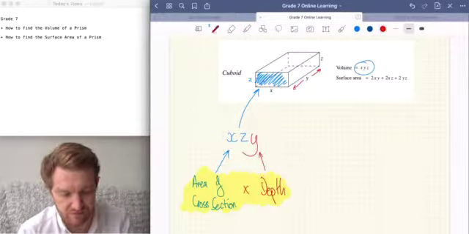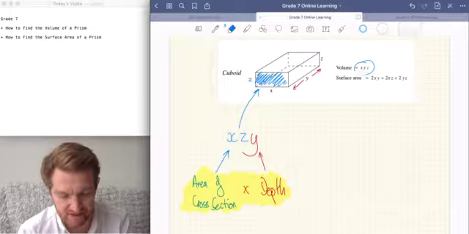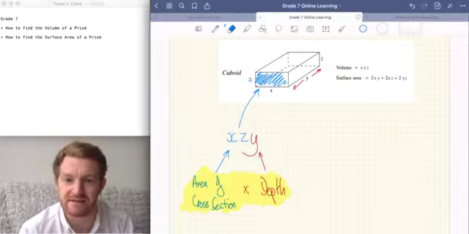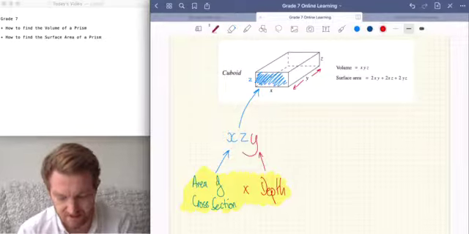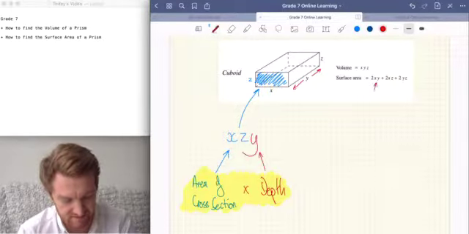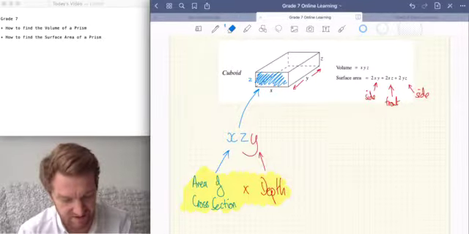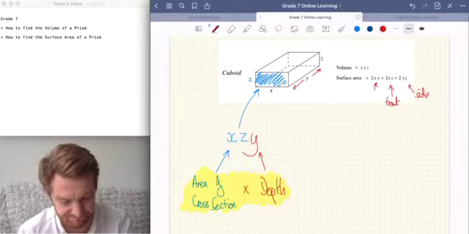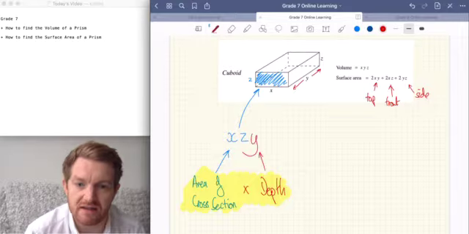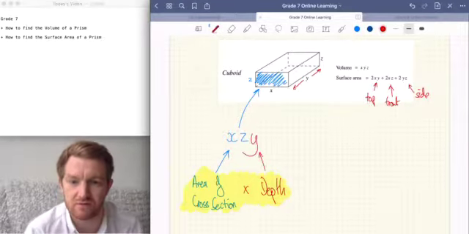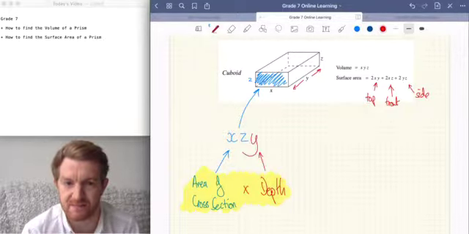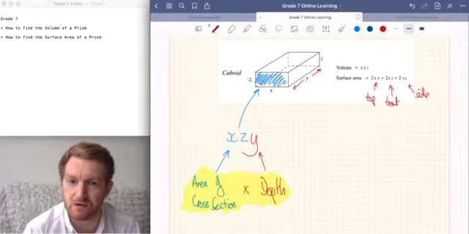The surface area we talked about doing by adding together the front, the side, and the back. So here, xz would be the front, yz would be the side, and xy would be the top. So we talked last lesson about how for a cuboid you've got 6 faces, 2 of each of them, so the front and the back are the same, the top and the bottom are the same, the 2 sides are the same. And again, this formula works perfectly for a cuboid.